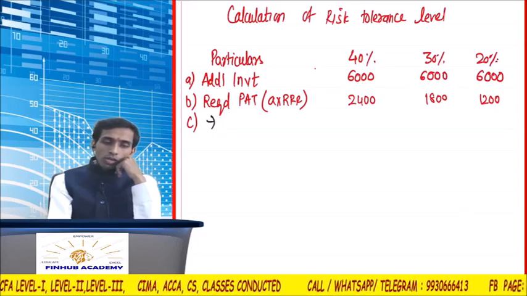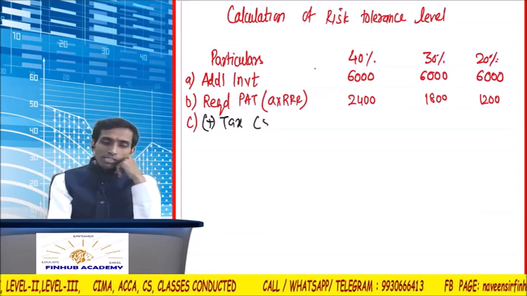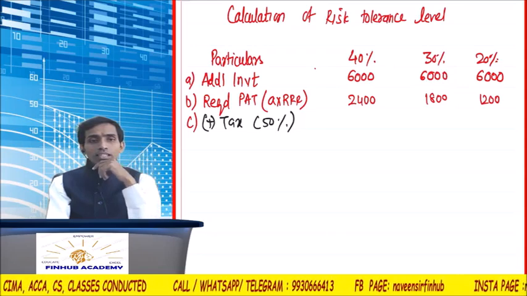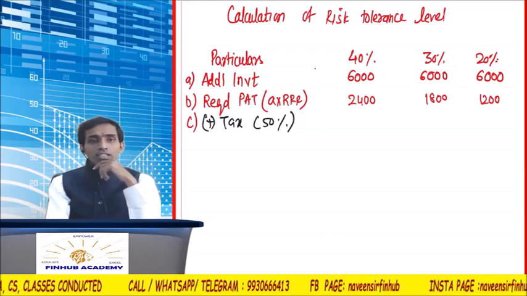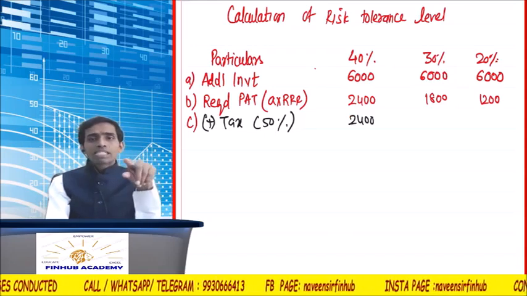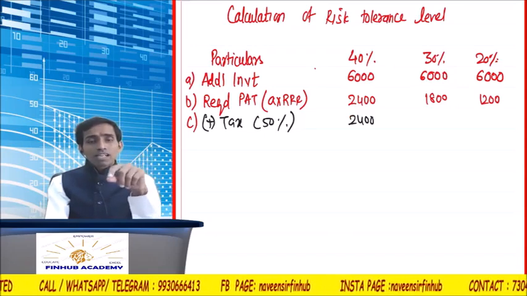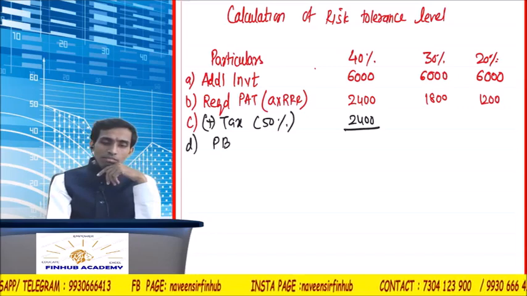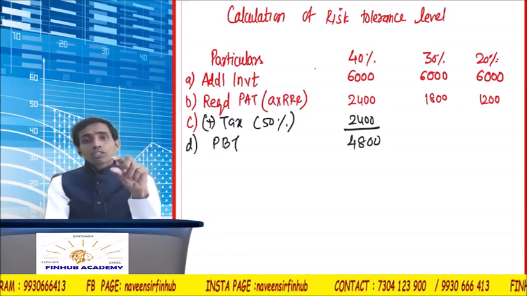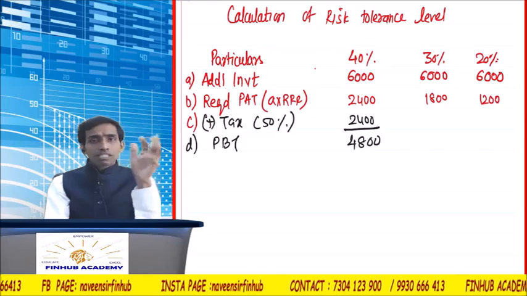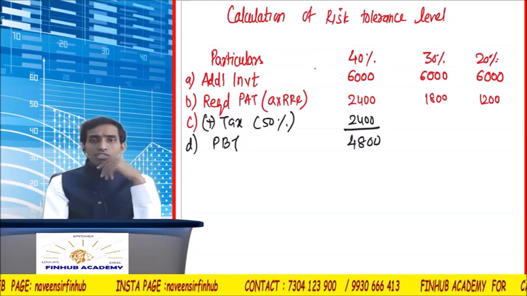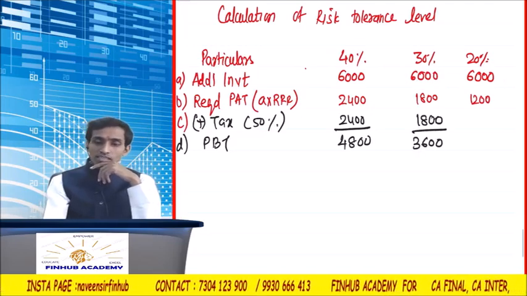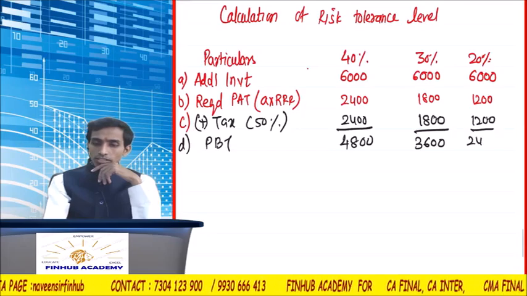In this PAT, what will I do? I will add tax. Tax is how much? 50%. So, will I calculate 50% on 2,400? Already it is 50%. So 2,400 is 50% plus 2,400 again 50%, which means my PBT will be 4,800. On this 4,800 we calculate 50%, right? I hope this much is clear. You should not have confusion in this. Here the tax will be 1,800. Here it will be 3,600. Here it will be 1,200. Here it will be 2,400.